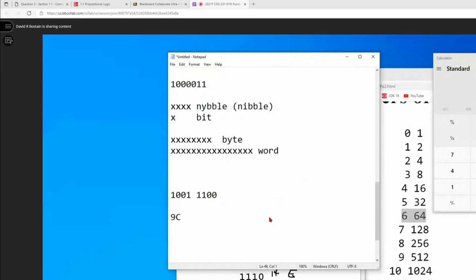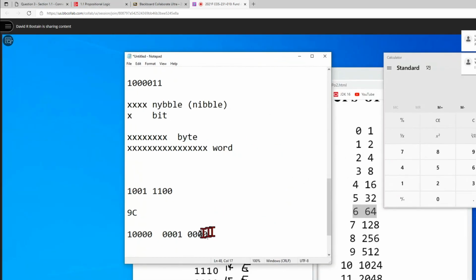Now, if this number right here represents a decimal number, I know in writing it out in nibbles, it's 1, 0, 0, 0, 0. So it's a 1, 0, or 1 times 16 plus nothing. So 1, 0 in hexadecimal. That means it's worth 16 in decimal.